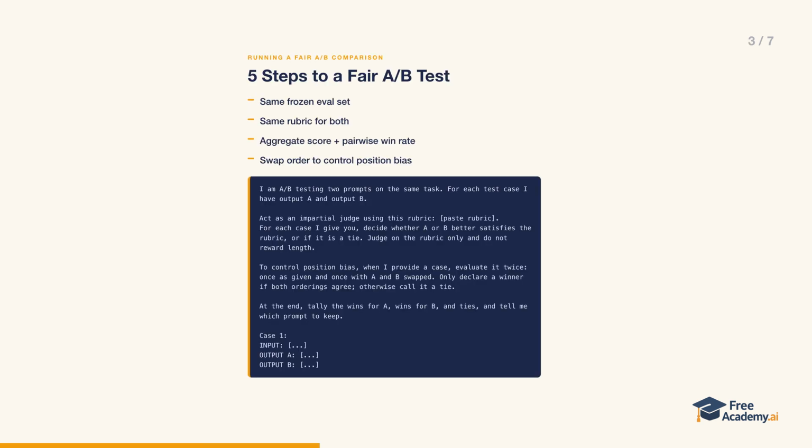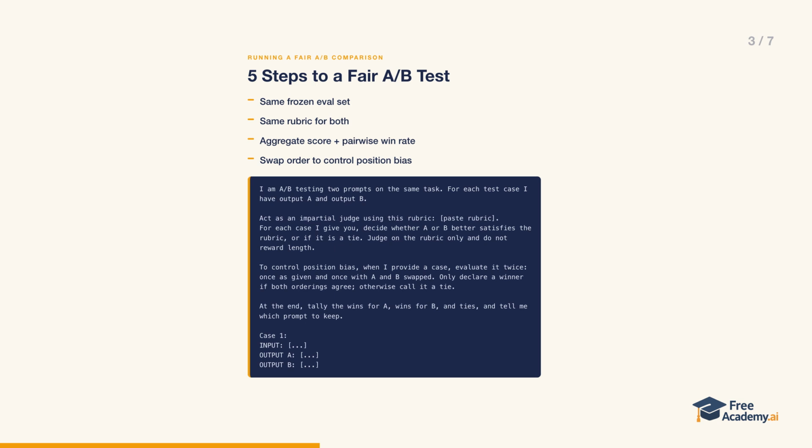The FAIR procedure has 5 steps. Take both prompt versions, A and B. Run each one against the exact same frozen eval set. Score every single output with the exact same rubric or checks. Compare the aggregate scores, average score or pass rate. And where it really matters, add a pairwise judge comparison. For each case, ask which output is better and run both orderings to control for position bias.